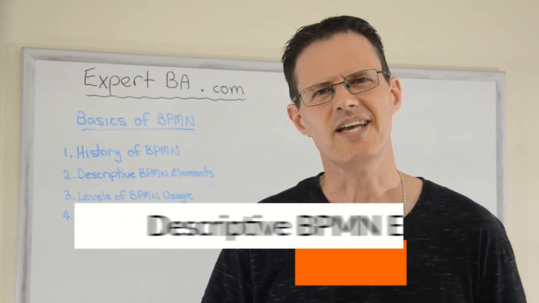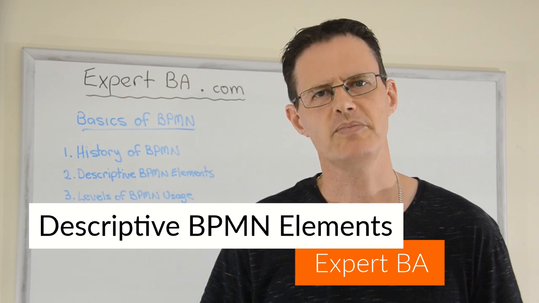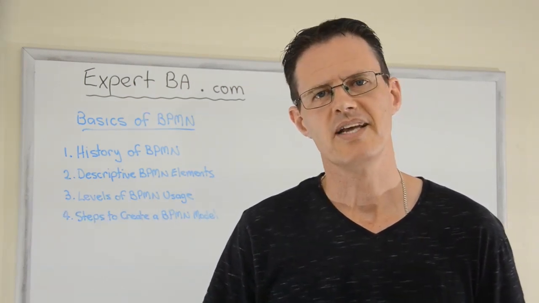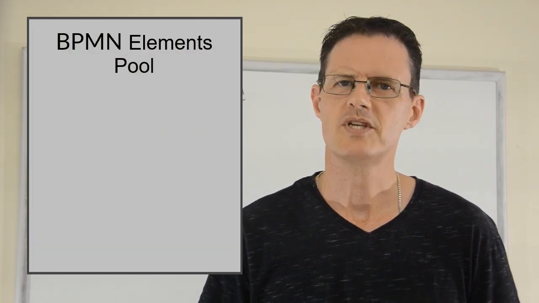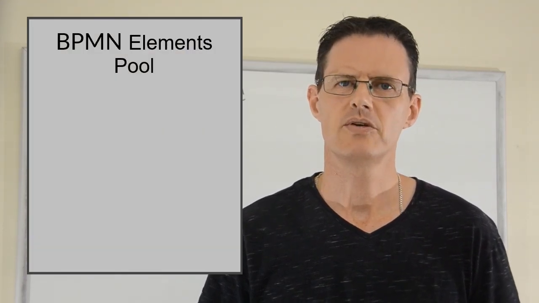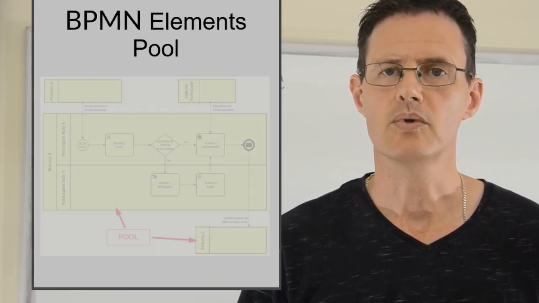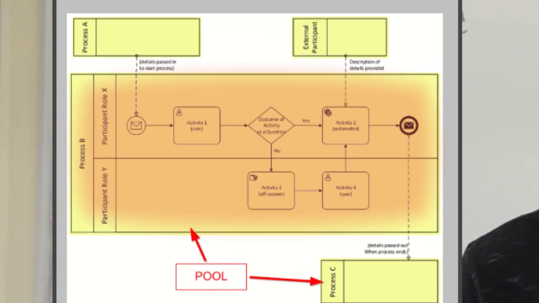Now let's dive into each of the elements that make up the descriptive level of BPMN process models. A pool in BPMN stands for a participant in a collaboration, which is essentially an interaction between a process and the external environment, such as another system or entity. A pool is drawn as a container that can hold a single process.